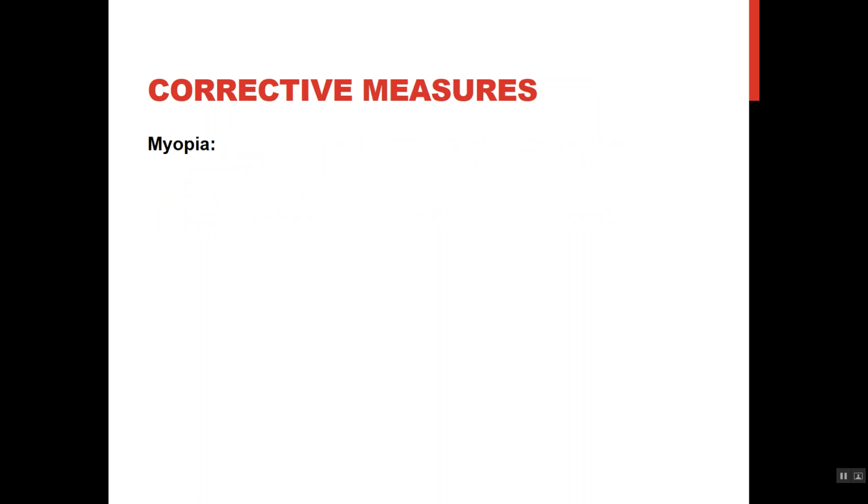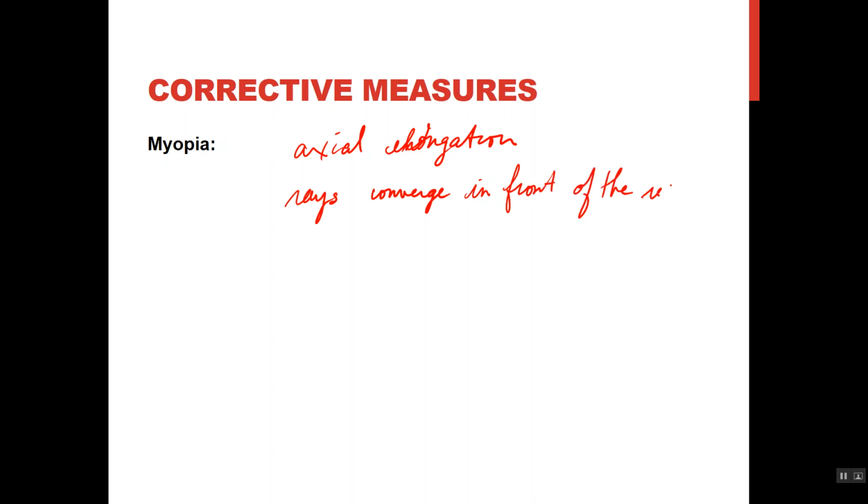All right, so knowing that, let's talk a little bit about corrective measures. In myopia, we said that you have an axial elongation. So we're going to write that here, axial elongation. We said that the rays converge in front of the retina. So is your lens converging enough or converging too much? The lens is converging too much.